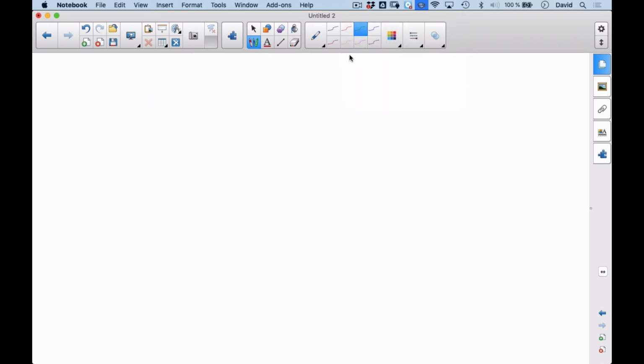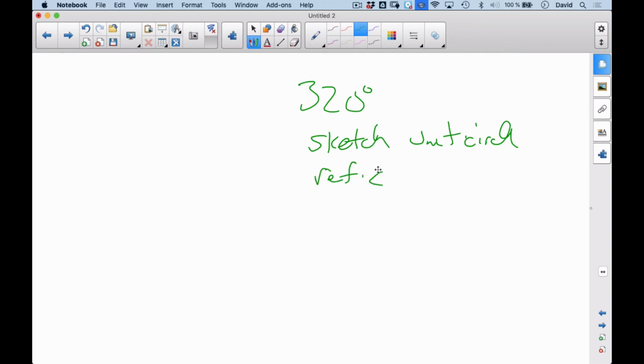What I would like you to do is I'm going to give you the angle 320 degrees. I would like you to sketch it on the unit circle and then indicate the reference angle and the value of the reference angle. I want the reference angle. And where is it placed?